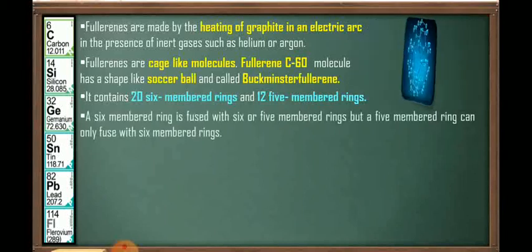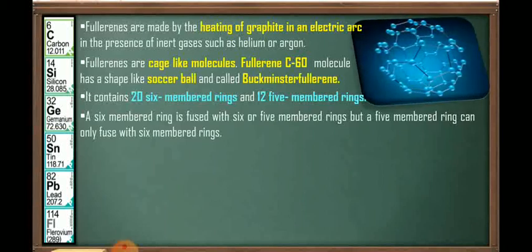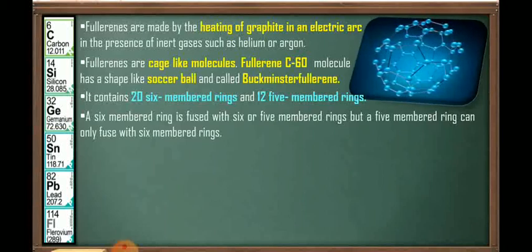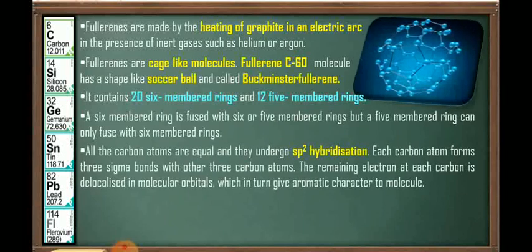In this Fullerene, a 6-membered ring is fused with a 6-membered ring, or a 6-membered ring is fused with a 5-membered ring. But you cannot come across 5-membered ring fusion in the case of Fullerene C60. That is, a 6-membered ring can fuse with a 6-membered ring or with a 5-membered ring, but no 5-membered ring fusion is seen in Fullerene.